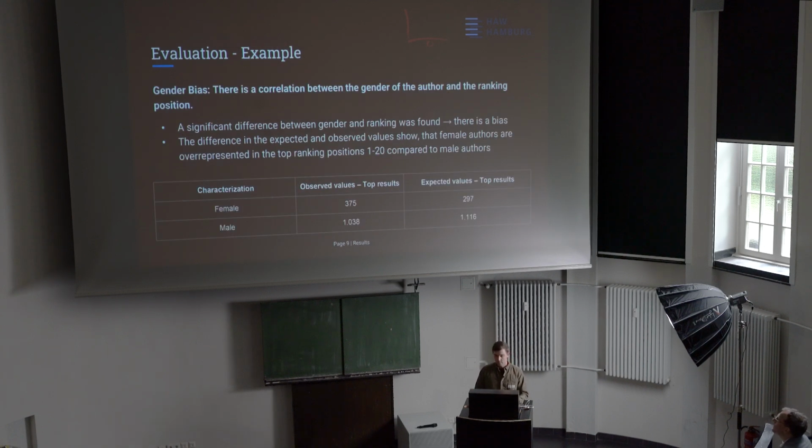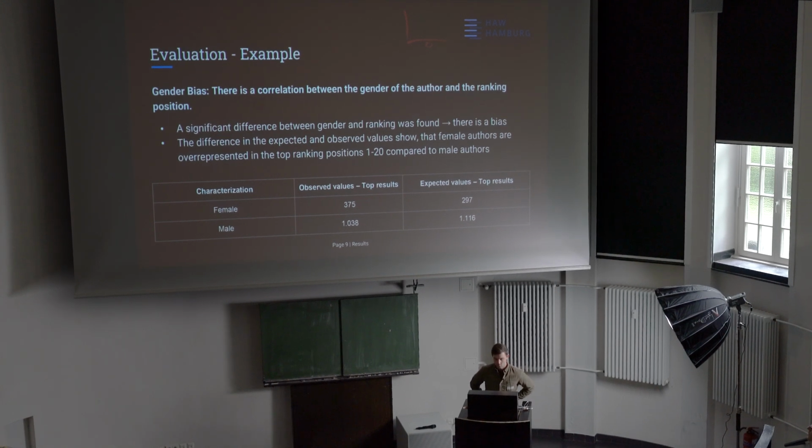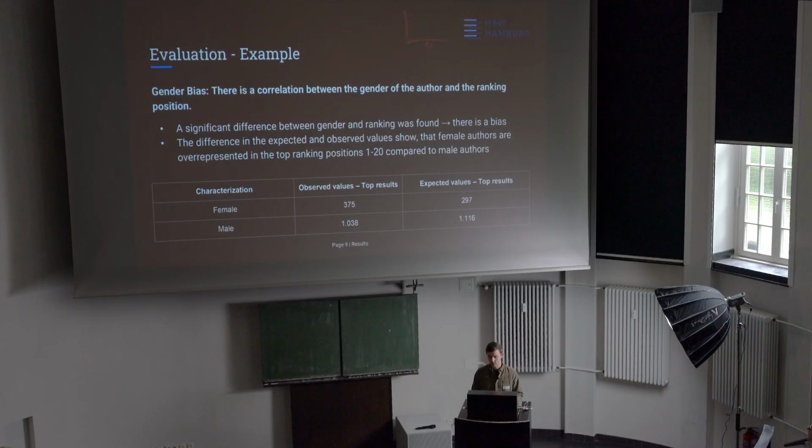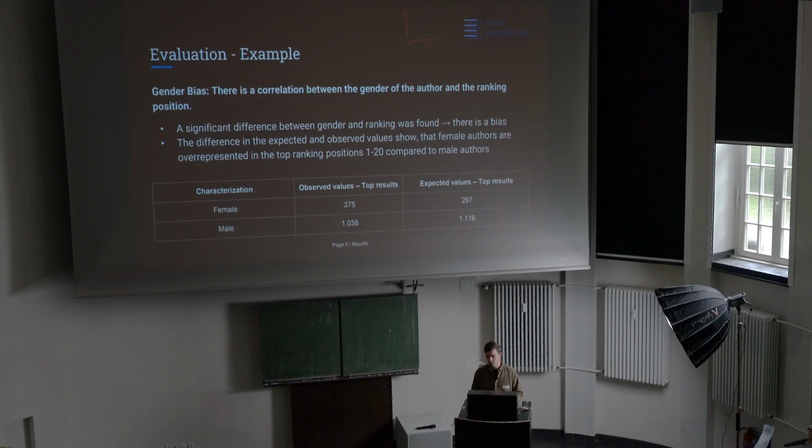And now I give you an example of how we answered our hypothesis. The hypothesis is that there is a correlation between the gender of the author and the ranking position, and as you can see, we found a significant difference between the gender and the ranking. So we know that there is a bias, and it's because the difference in the expected and the observed values show that female authors are overrepresented in the top ranking positions 1 to 20 compared to the male authors.